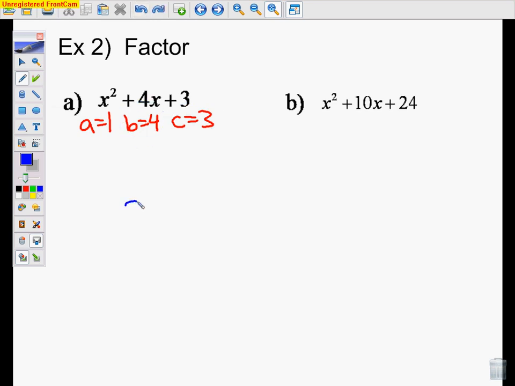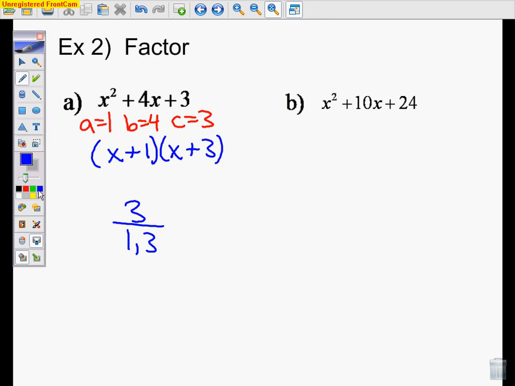So let's list the things that multiply to 3. 1 and 3, and that's it. All right. Now, luckily, 1 times 3 is 3, and 1 plus 3 is the 4 that we need. Okay. So we're going to write that out as the factor x plus 1 times x plus 3. All right. Cool. Let's move on to the next one.